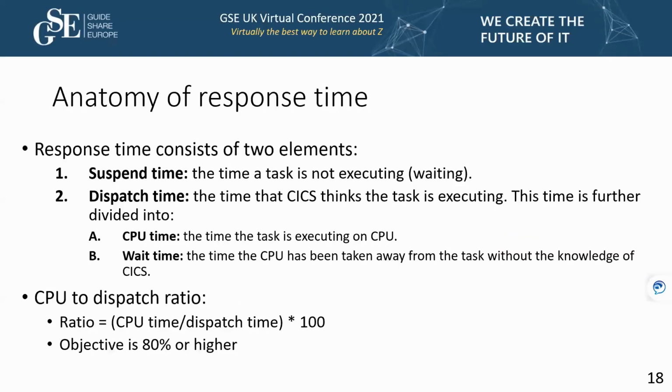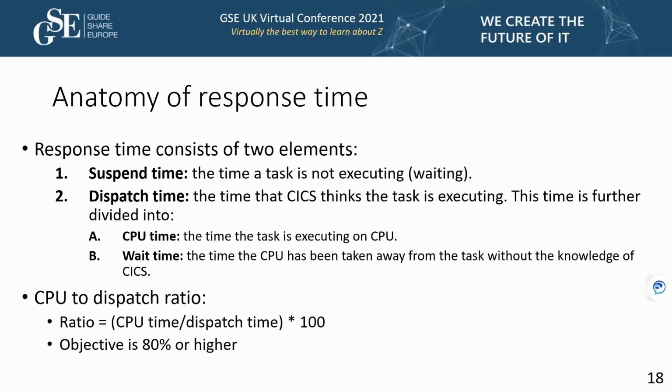So when looking at a response time, the response time obviously consists of the time you're suspended, waiting for something, IO, for example, and then the dispatch time. But interestingly enough, dispatch time itself can be broken up into two different pieces as well. Dispatch time could include the CPU time, the time that you're actually running, and then other wait time, which is when you think you're running. According to CICS, you're dispatched, but for some reason, CICS itself is not getting CPU, and therefore under the covers, you're not getting CPU.